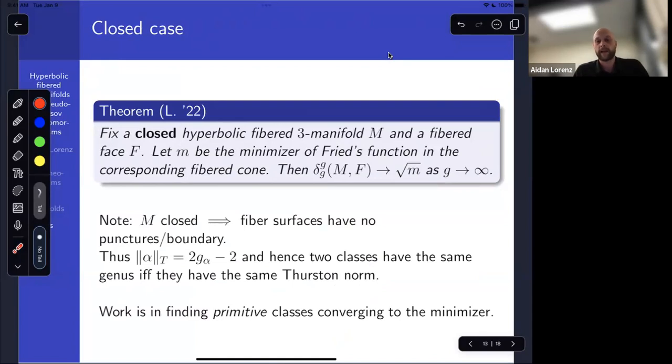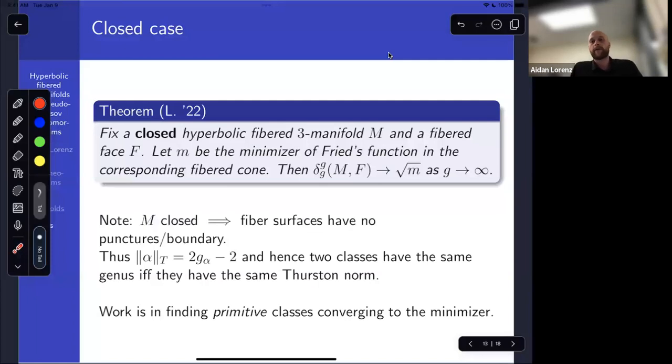And that's a nice, simple situation, because in that case, when we're looking at the Thurston norm of elements, remember this is the absolute value of Euler characteristic, the expression is just 2 times the genus minus 2. As in, there's no extra term having to do with the number of punctures or boundary components. So if your Thurston norm has just this simple expression, two classes have the same Thurston norm if and only if they have the same genus. So level sets of the Thurston norm are in bijection with genuses of fibrations.